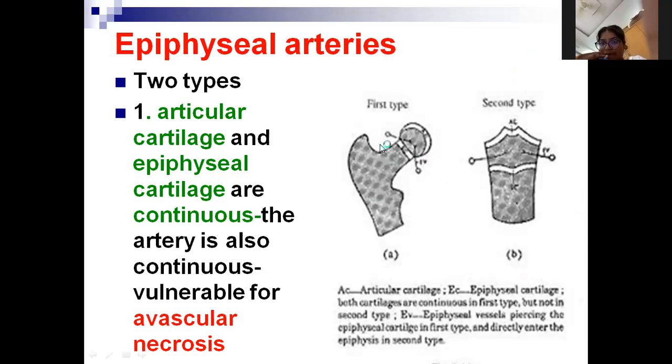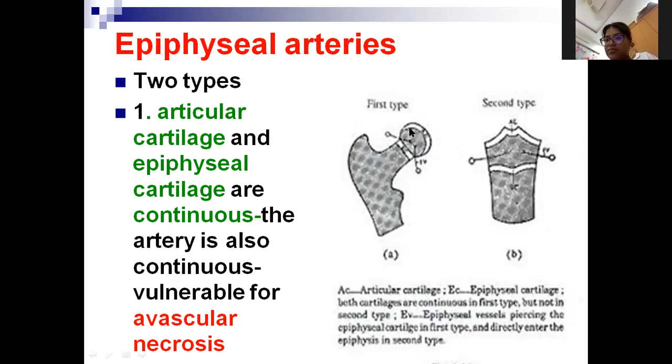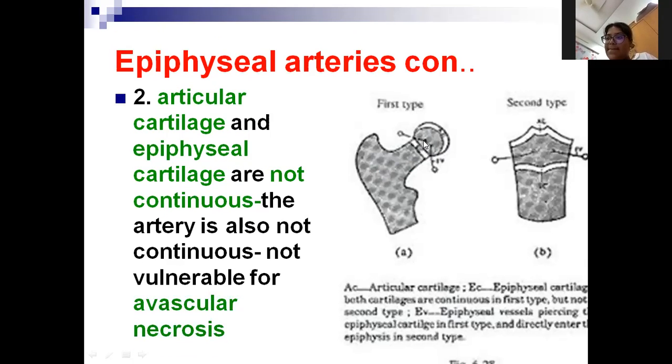Epiphyseal arteries towards the articular cartilage, we have one. If these epiphyseal arteries are damaged, the bone will degenerate, that is, it will die. That condition is called avascular necrosis. That means the bone is not growing due to non-availability of blood supply. If the blood vessels at the articular cartilage are blocked, such injuries happen. One is at the articular cartilage and epiphyseal cartilage, which are continuous, and which are not continuous. Here you can see this is the articular cartilage and this is our epiphysis, and they are continuous. If they are not continuous, this is one more.